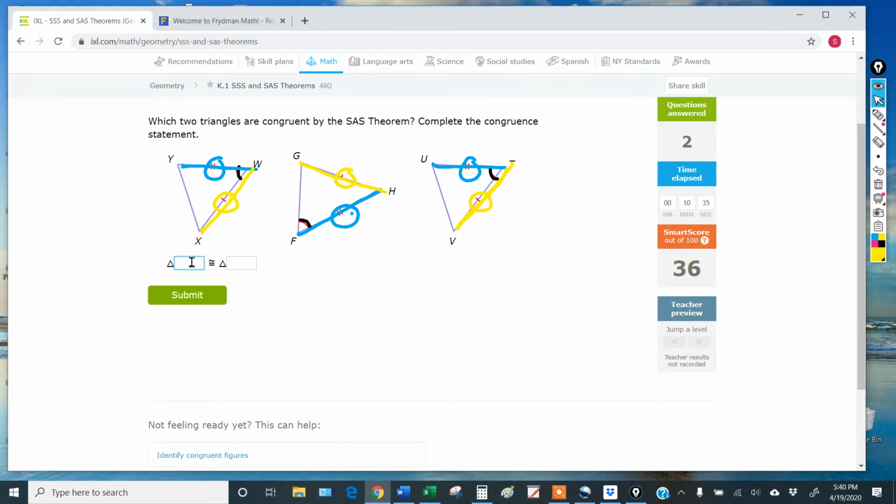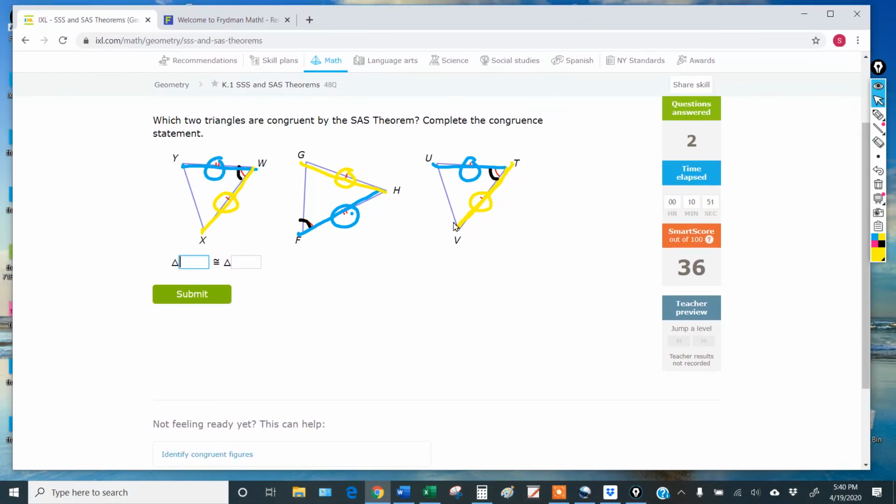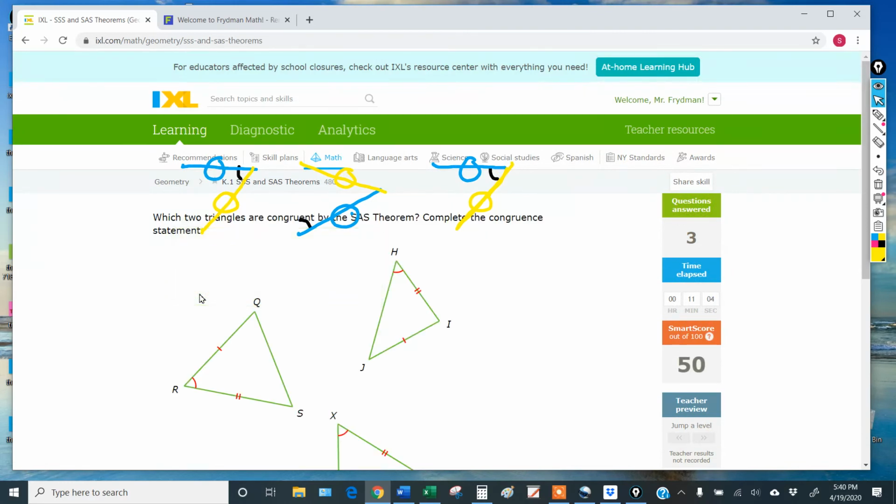And let's call this one XWY. So I just went over 1 and then 2. I have to do the same thing for this one. We'll call this V. What happened over here? What is that? Oh, T. Okay, so I'll call this one, go over 1 and then 2, VTU. XWY equals VTU. All right.